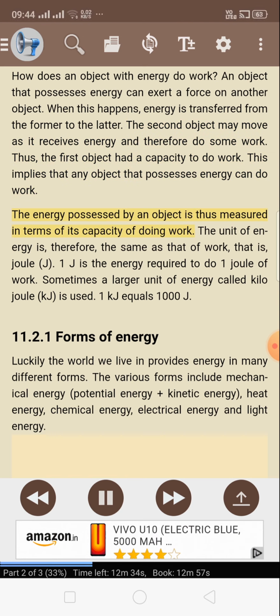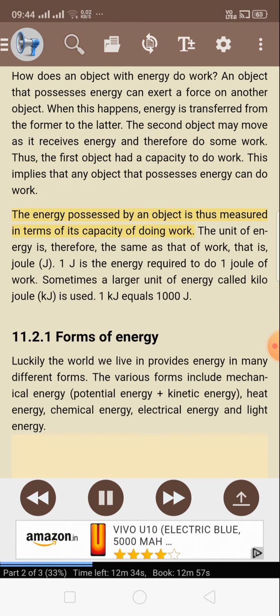The unit of energy is therefore the same as that of work, that is joule, J. 1 J is the energy required to do 1 joule of work. Sometimes a larger unit of energy called kilojoule, kJ, is used. 1 kilojoule equals 1000 J. 11.2.1 Forms of energy. Luckily the world we live in provides energy in many different forms. The various forms include mechanical energy, potential energy plus kinetic energy, heat energy, chemical energy, electrical energy, and light energy.